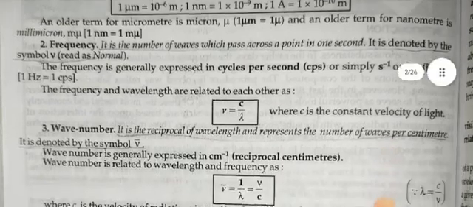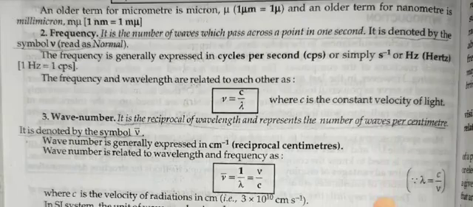Frequency is the total number of waves which pass through a point in 1 second. It is denoted by nu. The frequency is generally expressed in cycles per second, CPS, or simply second inverse, or hertz, Hz. The frequency and wavelength are related to each other as nu equals c over lambda, where c is the constant velocity of light.